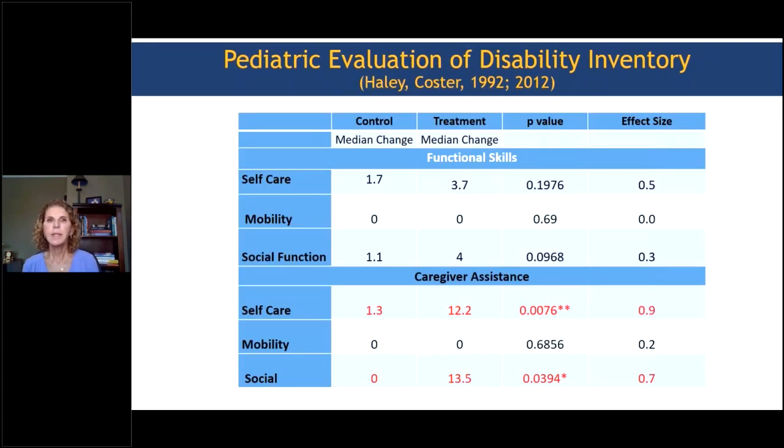And then we triangulated this data with another outcome measure called the Pediatric Evaluation of Disability Inventory, and at the bottom of this chart in red, you can see that parents rated their children as being much more independent in self-care and socialization as a result of the intervention, highly significant and with strong effect sizes of 0.9 and 0.7. So we feel very confident from the results of this study that we had some good results showing the impact of occupational therapy using Ayres Sensory Integration.